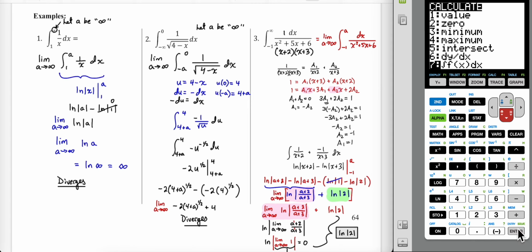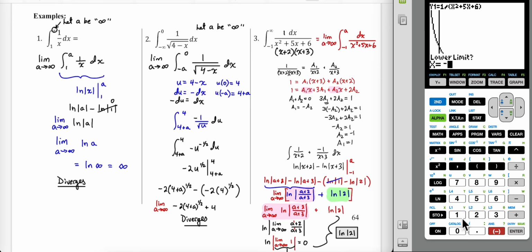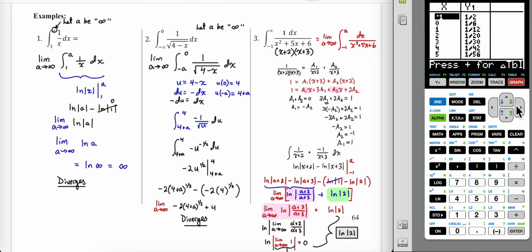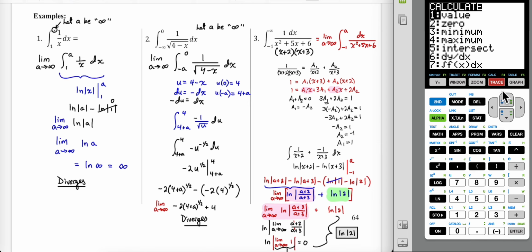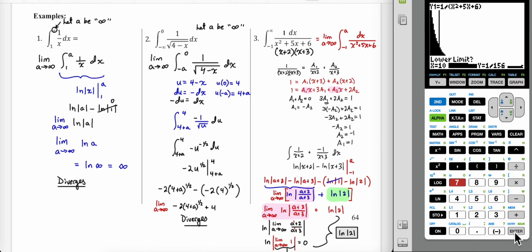If you do second trace, option 7, take your lower limit of -1 and an upper limit, I put 10 here. It'll give you the 0.613. So what I would do is I would just type in the natural log of 2. 2 is positive, so I don't need the absolutes there. 0.693. They said 0.613. All right, so if I went further, maybe I would get that.